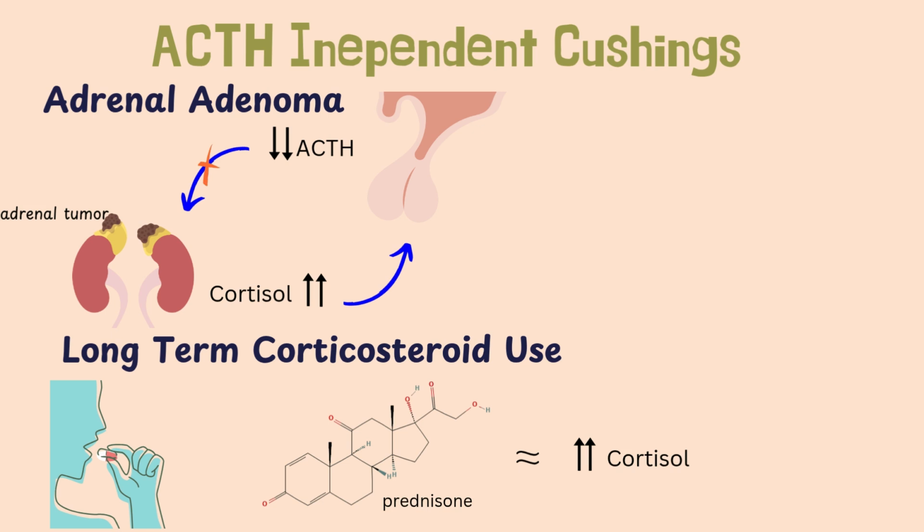So if you have a patient that maybe has autoimmune conditions such as lupus, maybe arthritis, maybe an organ transplant recipient, or various other conditions that require long-term corticosteroid therapy, they may develop Cushing's syndrome over prolonged use.